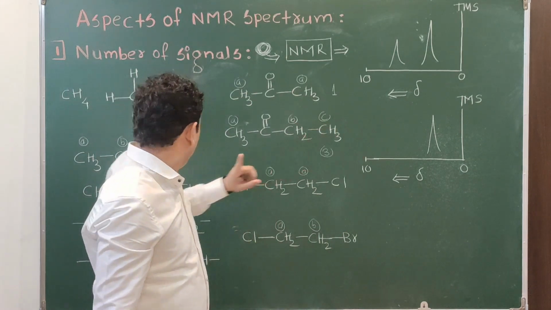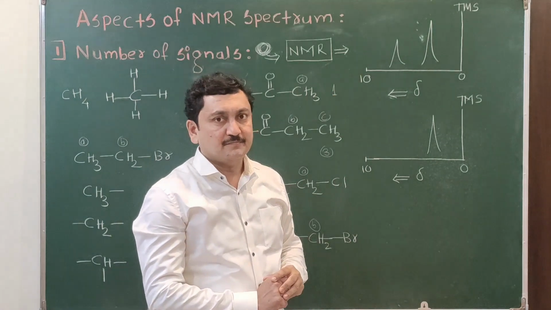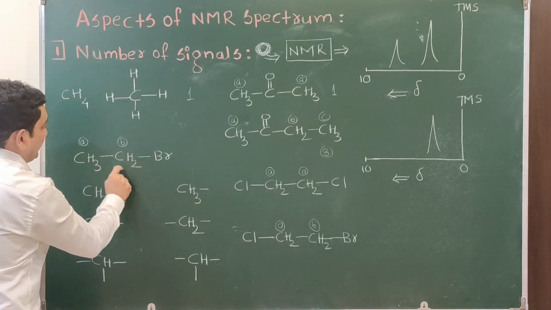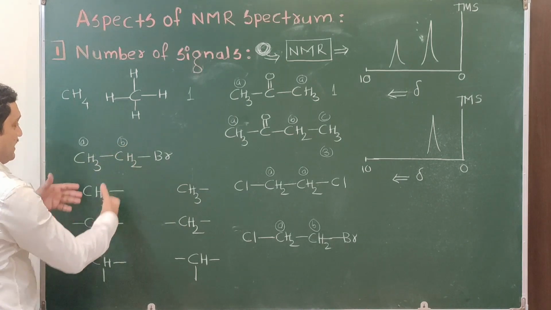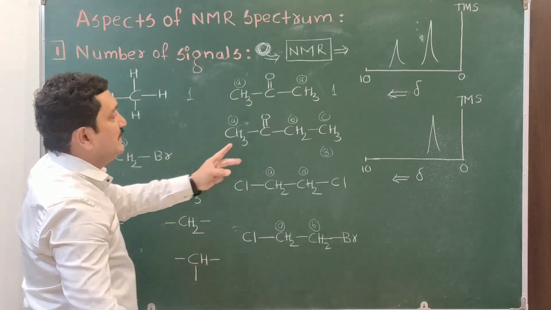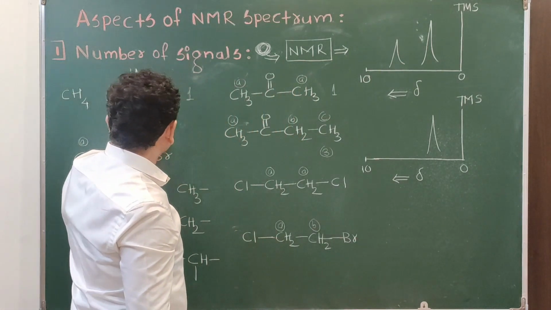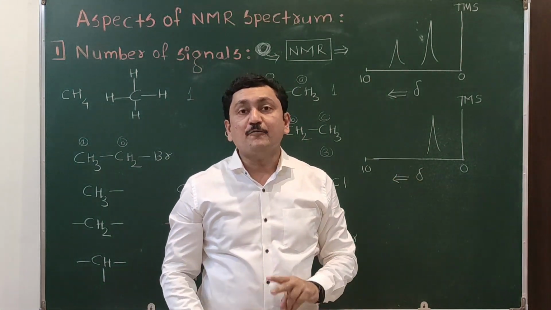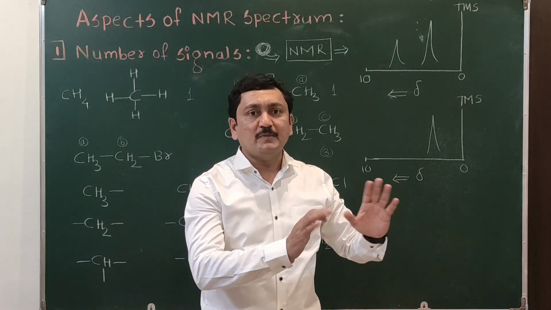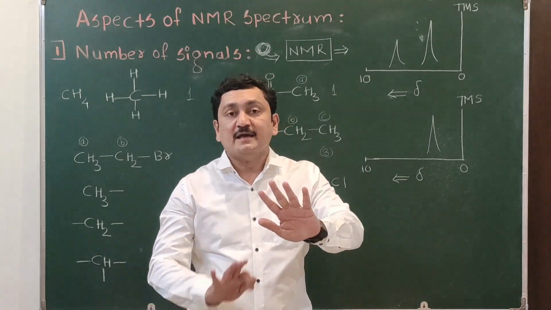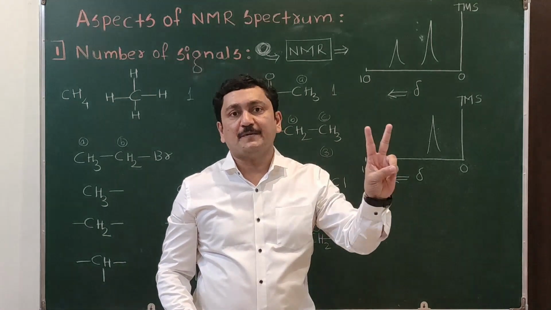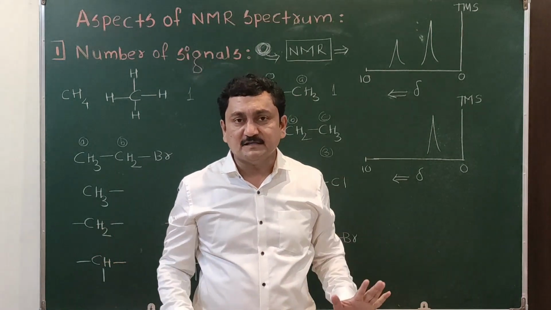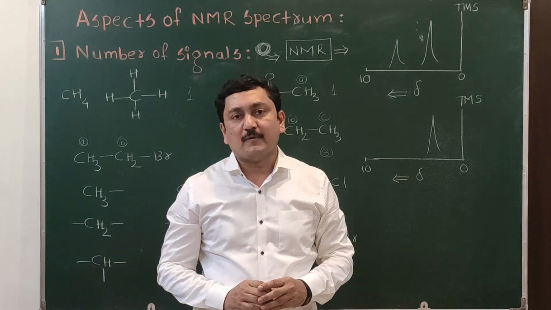Methane has given one signal, ethyl bromide has given two signals. Because this is a set of equivalent protons, and this is another set of equivalent protons. They are non-equivalent to each other. Here there are two sets of equivalent protons, hence we are getting two signals. This is one set of equivalent protons, we are getting one signal. If our compound is unknown and we are getting two signals, then whatever the structure may be, we have to show two sets of equivalent protons. If in an unknown compound we are getting one signal, while writing the structure we have to show only one type of equivalent proton.